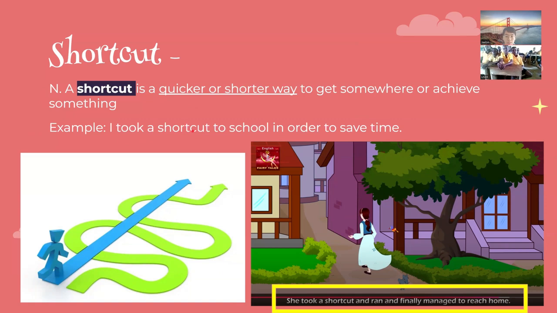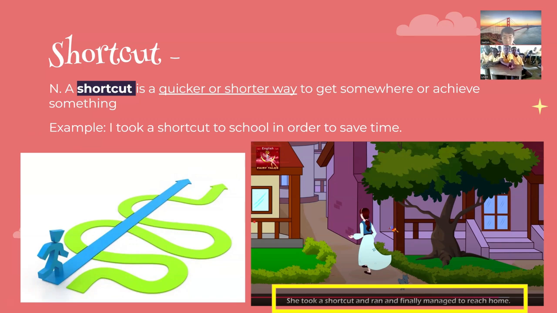So it is a way for you to kind of bypass the difficulties. You can see on the picture on the left, there's a green path, which is the long way to go, and the blue path is basically the shortcut. You can go right across the same path without having much difficulty. It is a quicker and shorter way.